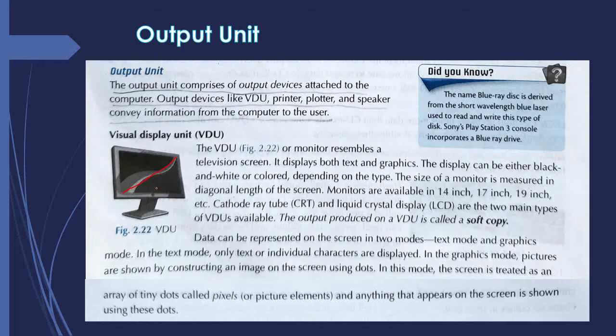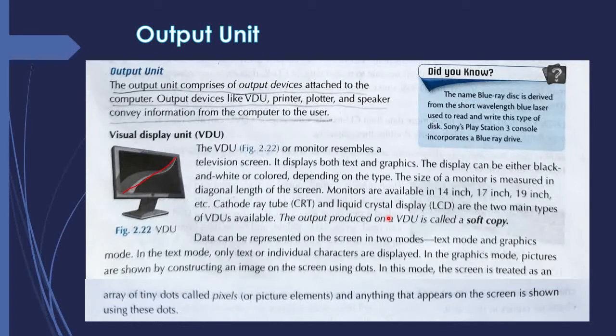Monitors are available in quite many different sizes: 14 inch, 17 inch, 19 inch, and bigger than that also. Besides that, there are cathode ray tube and liquid crystal display. Cathode ray tube is the old type of monitor, like the TV type; behind it, like a cone, there is a vacuum tube. That type of monitor is called a CRT monitor. Then the LCD monitor, liquid crystal display, which you already have now, and new products are also available with LED light, like the light-emitting diode. That type of video is also available.